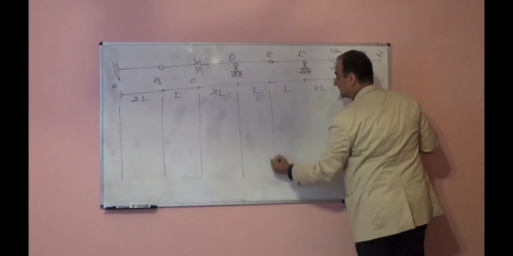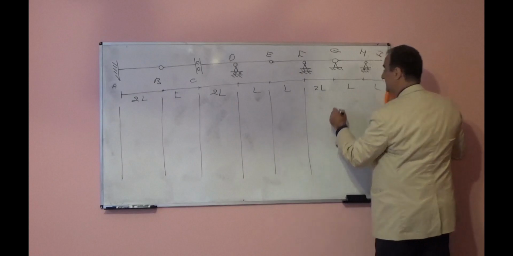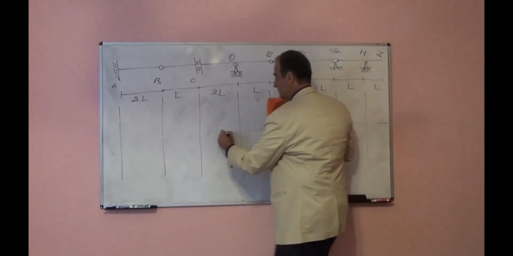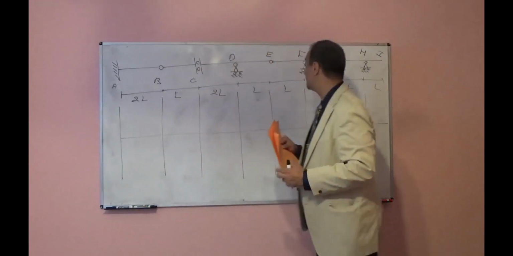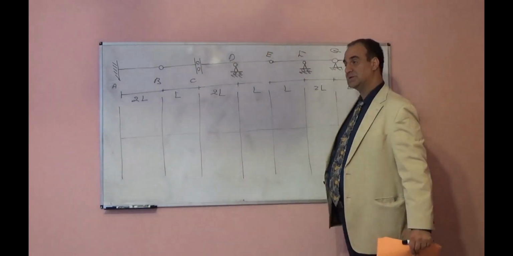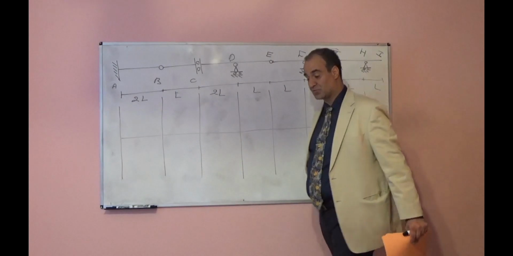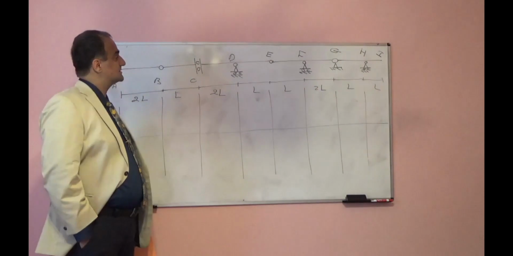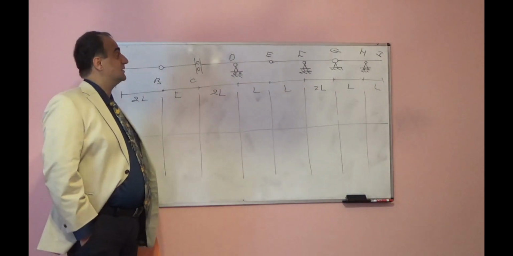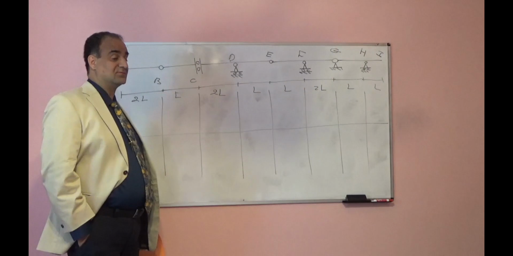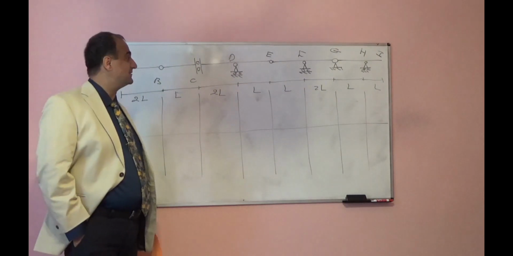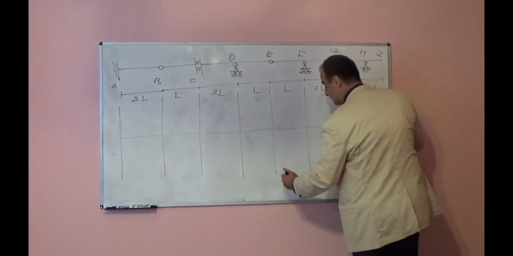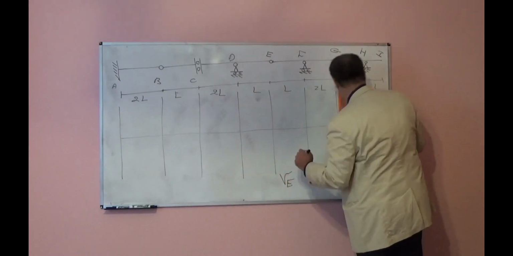The influence line for shear at point E. Because E is a hinge, we cannot draw the influence line for moment. Definitely we should draw the influence line for shear, because there is no moment there already. We should draw influence lines for those forces we have in that system. So we will draw the influence line for shear at point E.